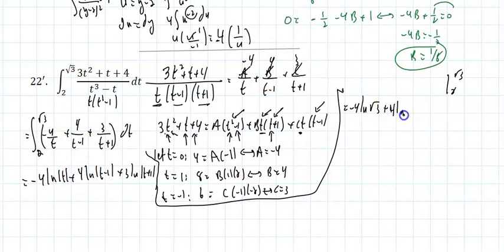4 natural log of radical 3 minus 1 plus 3 natural log of radical 3 plus 1 minus, if you put the 2 in, that is a negative 4 natural log of 2 plus 4 natural log of 1 plus 3 natural log of 3.